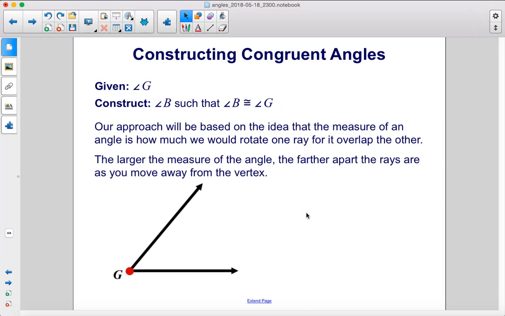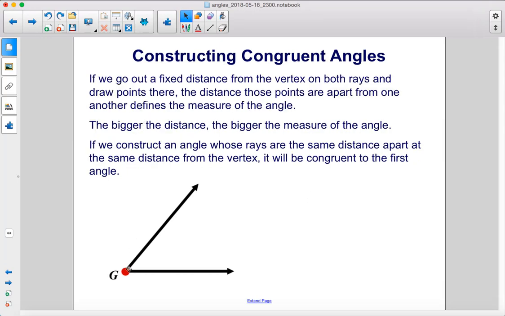Our approach will be based on the idea that the measure of an angle is how much we would rotate one ray for it to overlap the other. The larger the measure of the angle, the farther apart the rays are as you move away from the vertex. If we go out a fixed distance from the vertex on both rays and draw points there, the distance those points are apart from one another defines the measure of the angle. The bigger the distance, the bigger the measure of the angle.